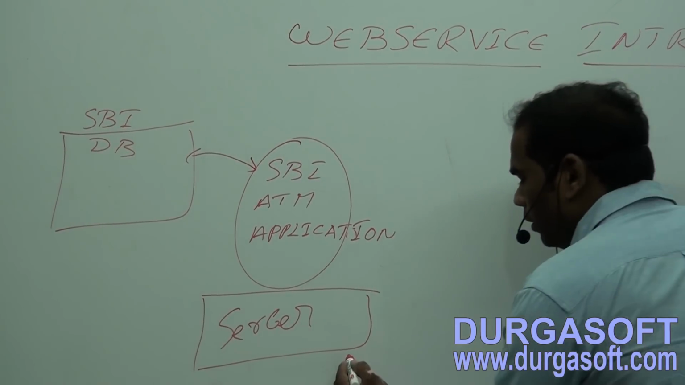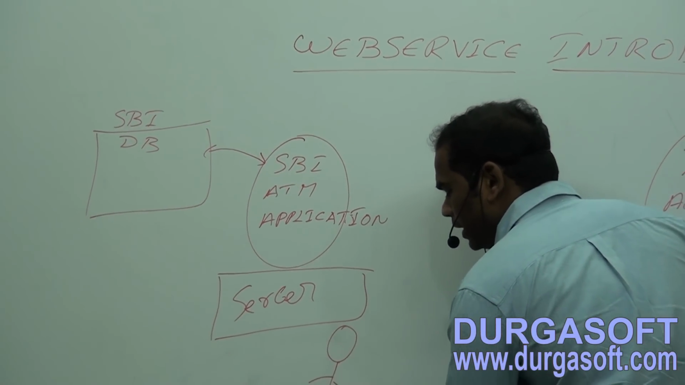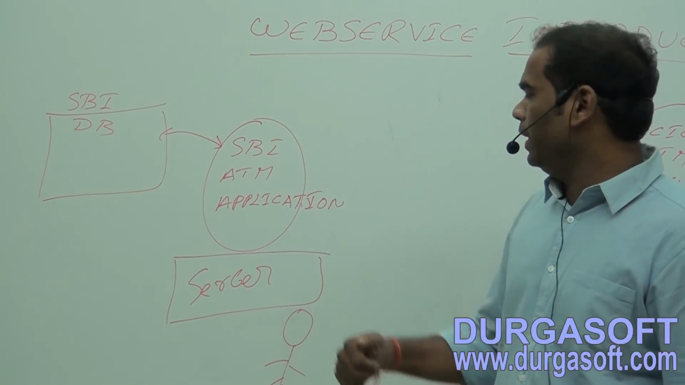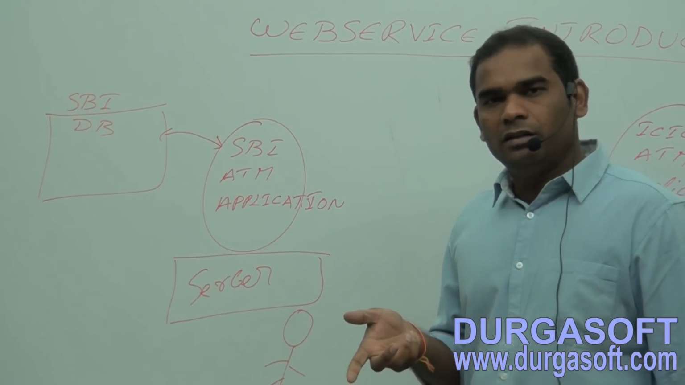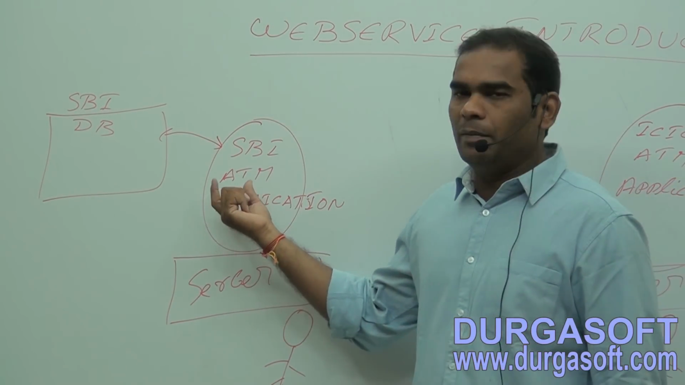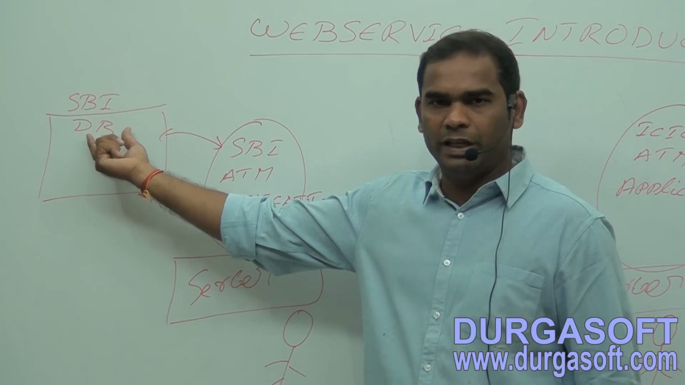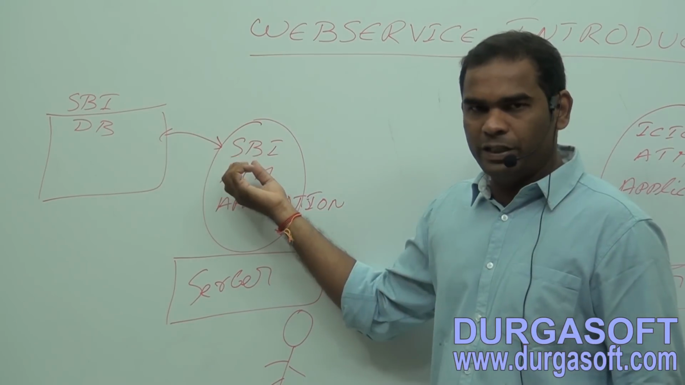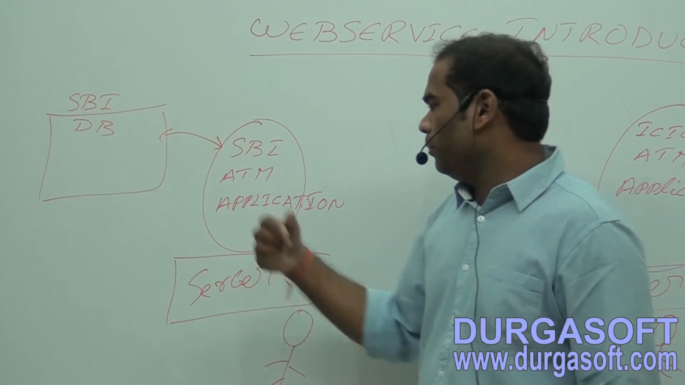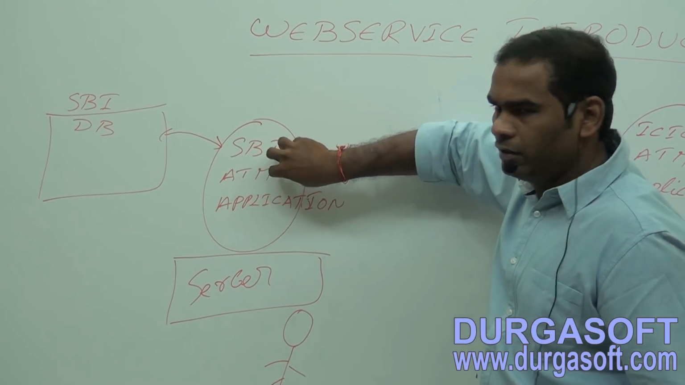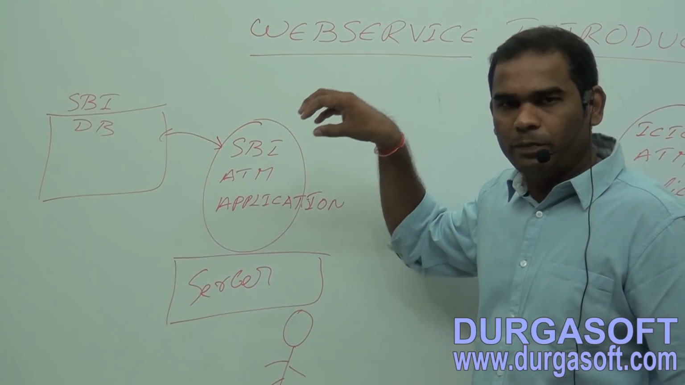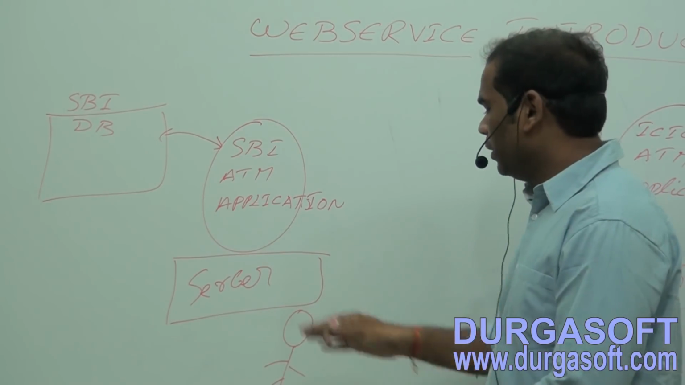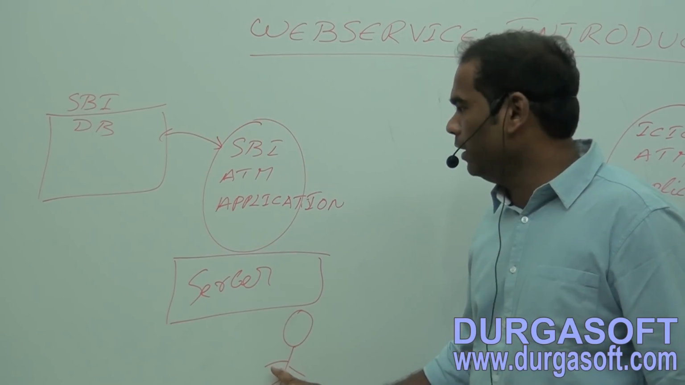Assuming one SBI customer wants to withdraw money, he will go to the nearest SBI ATM and insert the card. Based on the card details, the application will pull that customer information from the SBI database using the card number, and based on these customer details it will verify whether he has sufficient balance and whether he is a valid customer. Based on that, it will provide the money to this SBI customer.